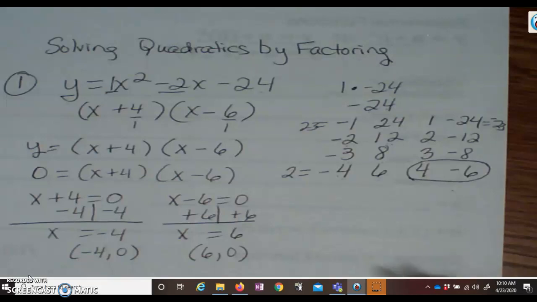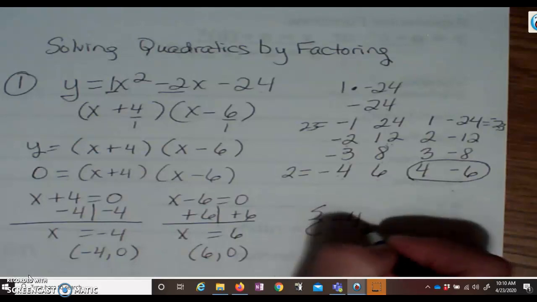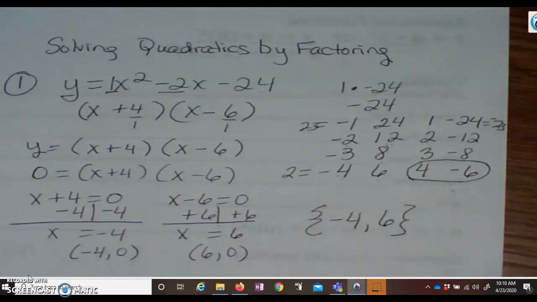All right, so my 2 answers, if I put them in a set brace, I would do negative 4 and 6. Those are my 2 answers.